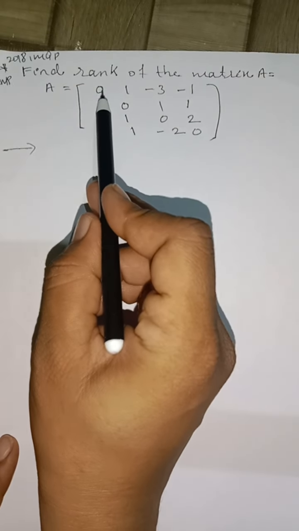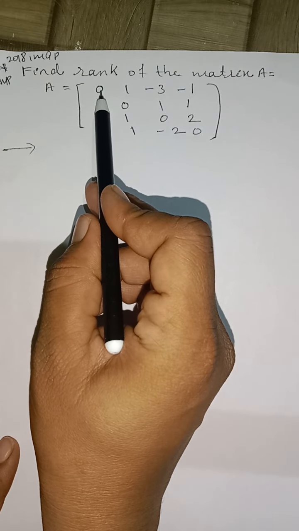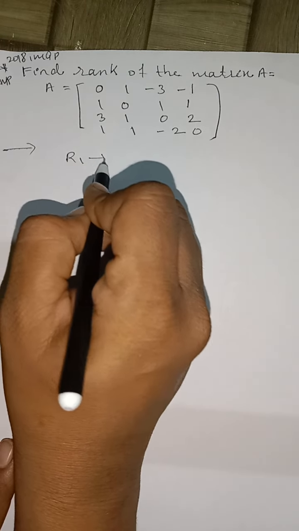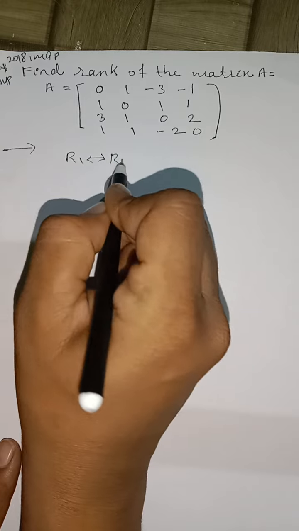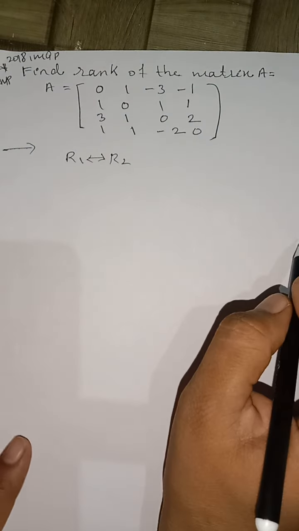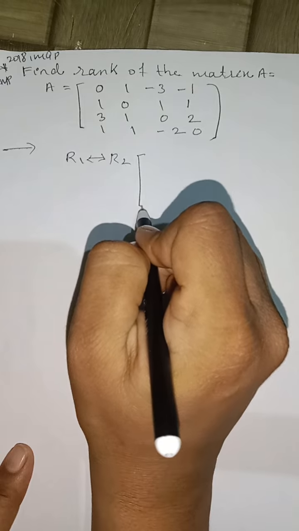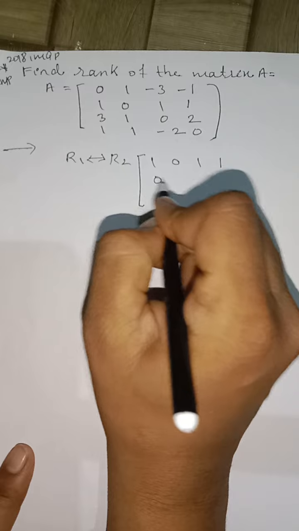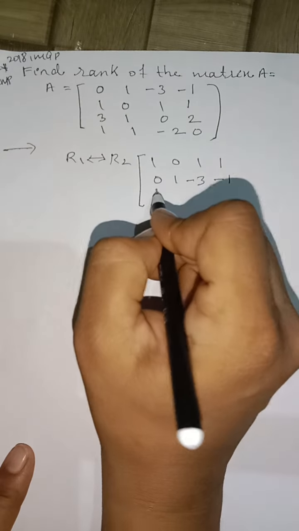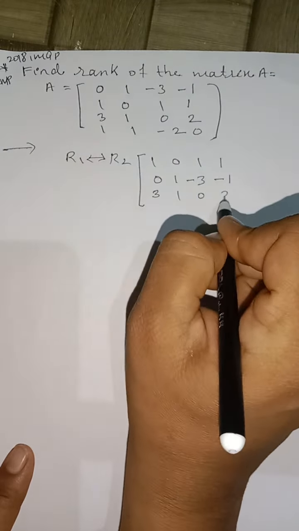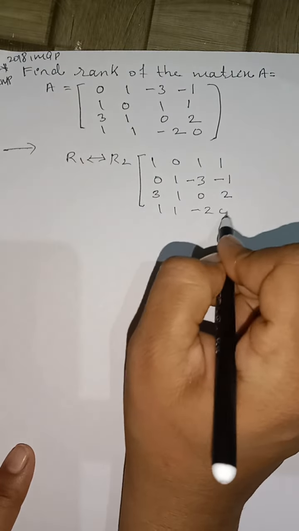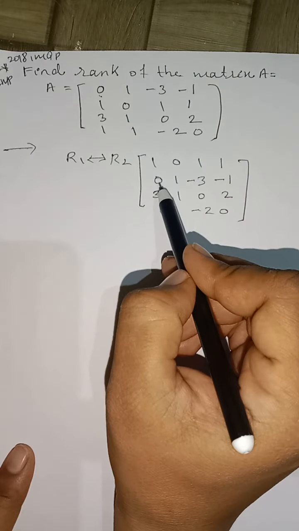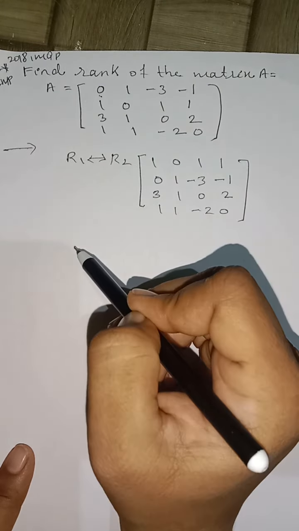First of all, the first row first element should be non-zero. So what we do is interchange the first row and second row, which we symbolize as R1 interchanging with R2. When we interchange, we are left with the matrix 1 0 1 1, 0 1 minus 3 minus 1, 3 1 0 2, 1 1 minus 2 and 0. See here only R1 and R2 are interchanged. R3 and R4 are kept as they are.